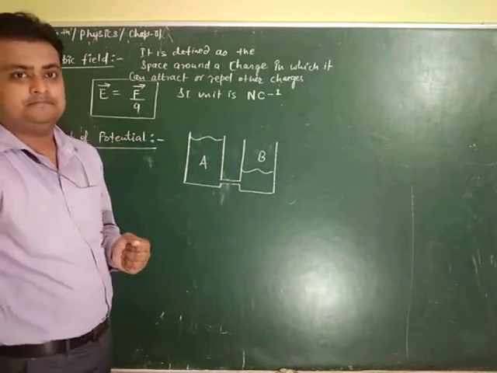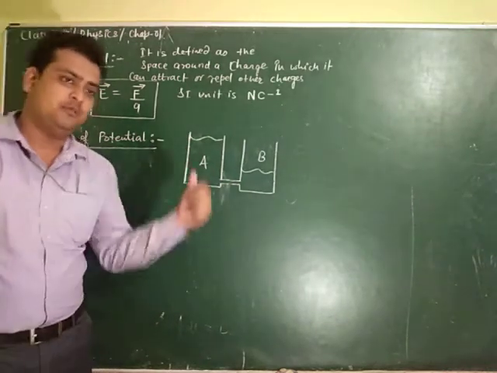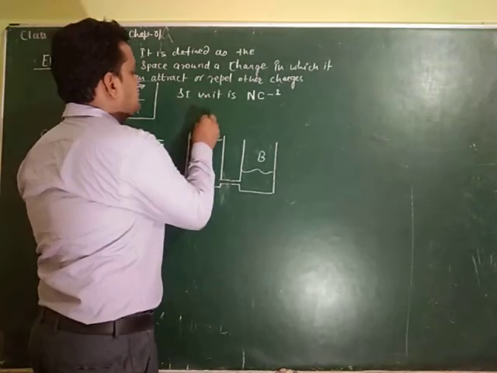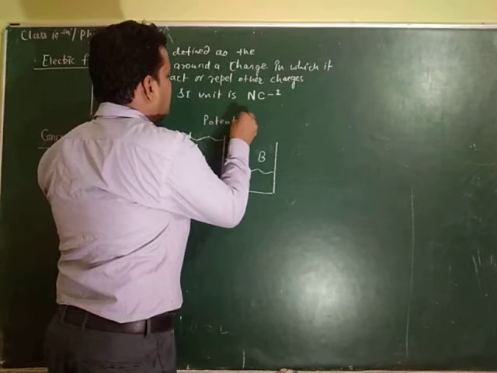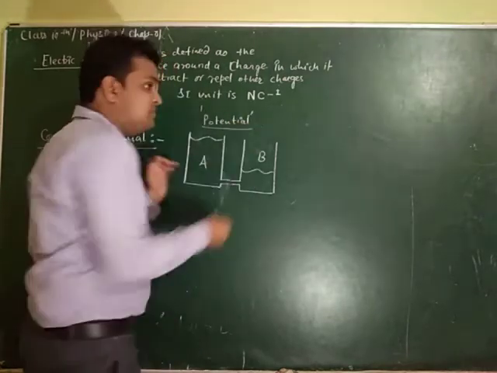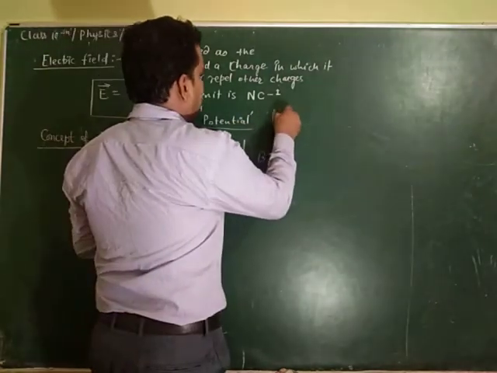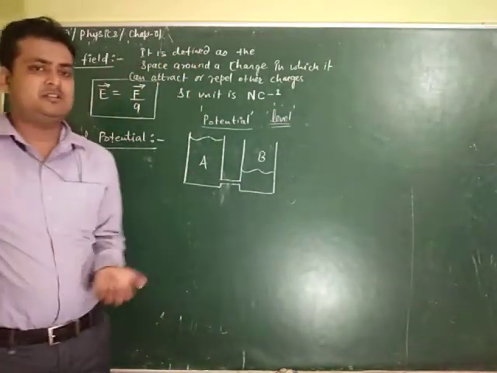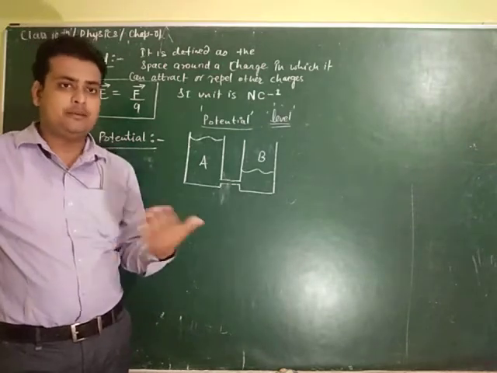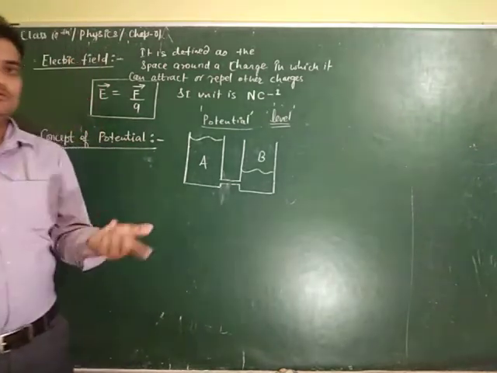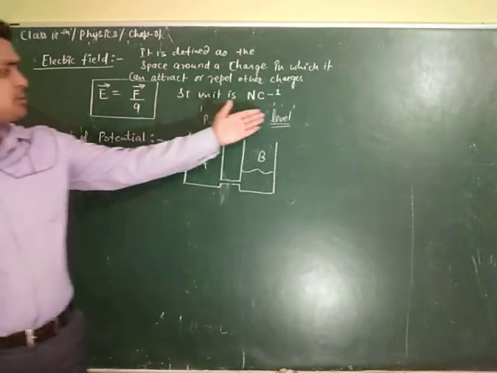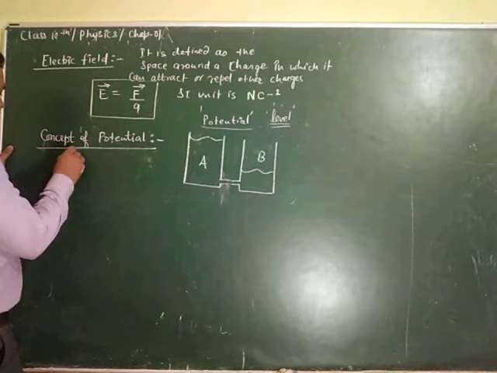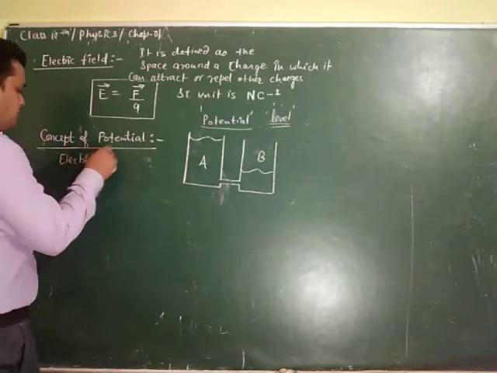If you answer that, then you know what potential is. Here, the level of water is at higher potential. Now you know what potential is: potential is level. Generally it is said, increase your potential, you have enough potential. Teachers used to say this word. So the potential means level, but here we have to understand electrical potential.